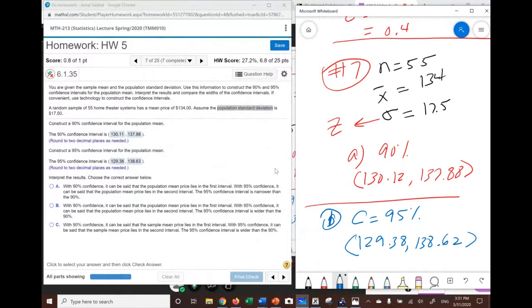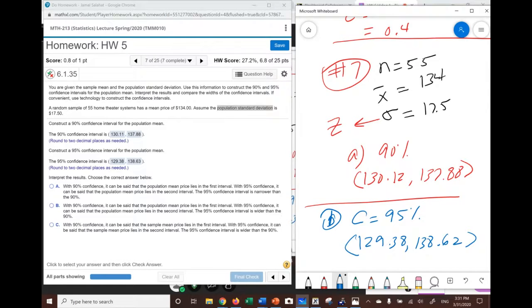Okay. So what is the third question? The third question is saying, give an interpretation of your answer. Choose the correct answer below. And in here, there are three options. With 90% confidence, it can be said that the population mean price lies in the interval. With 95% confidence, it can be said that the population mean price lies in the second interval. The 95% confidence interval is narrower than the 90%.